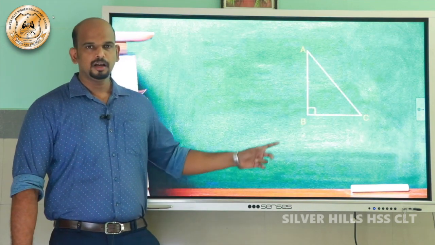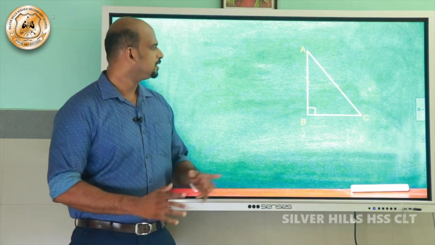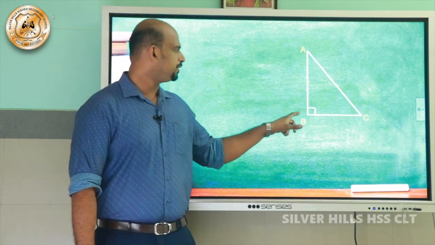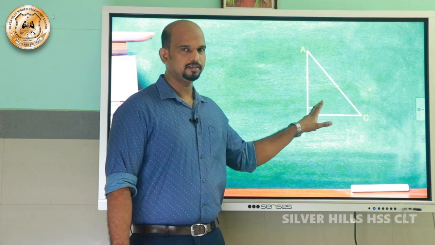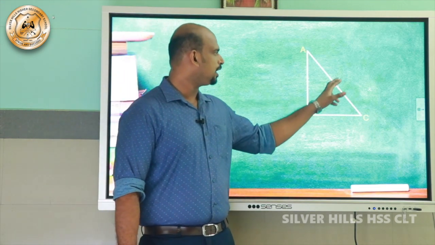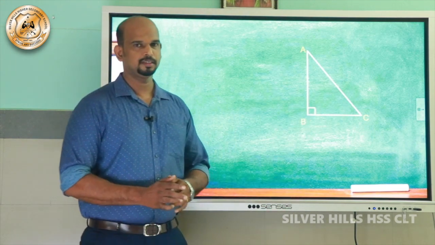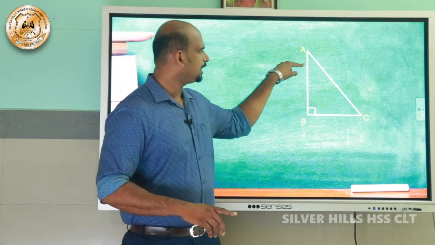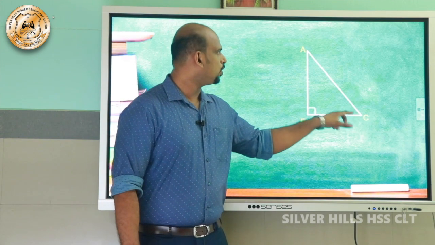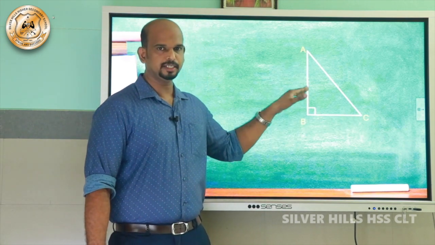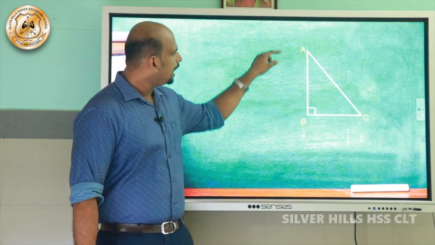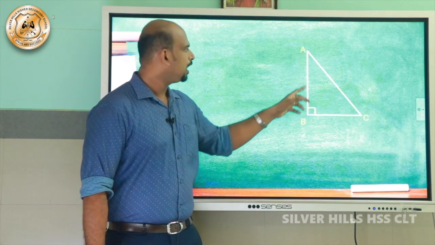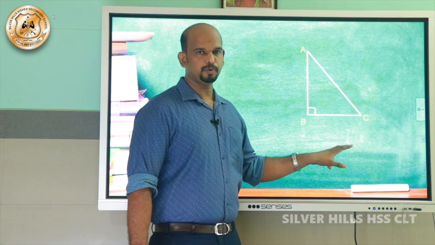Look at this figure. Here, the triangle ABC is a right triangle. Here angle B is equal to 90, and AC is the hypotenuse of this right triangle. If you consider angle A, then BC is the opposite side of angle A, AB is the adjacent side of angle A, and AC is the hypotenuse.